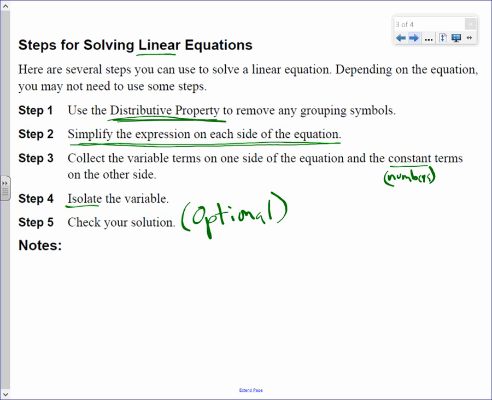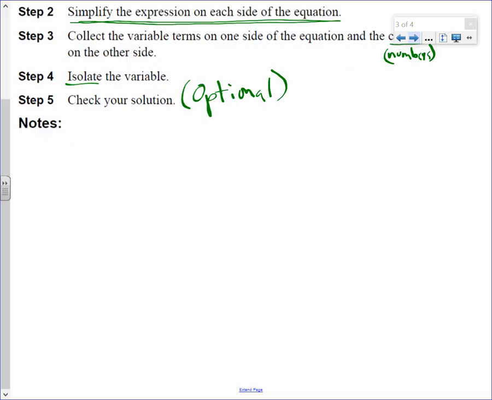Now, we're going to demonstrate all 5 steps with one equation. So in this note section right here, let's do one equation. Here we go. Let's do it. So I'm going to write example 1. Right underneath the 5 steps, we're going to do one example.